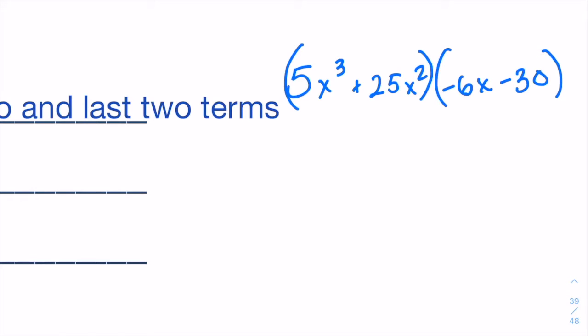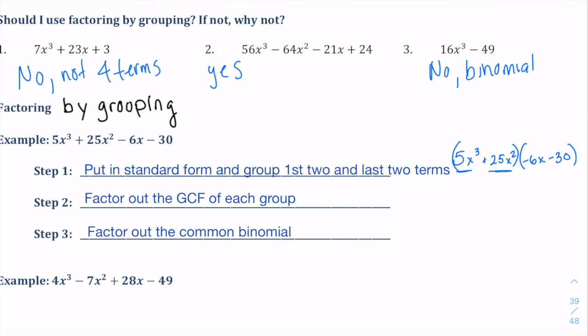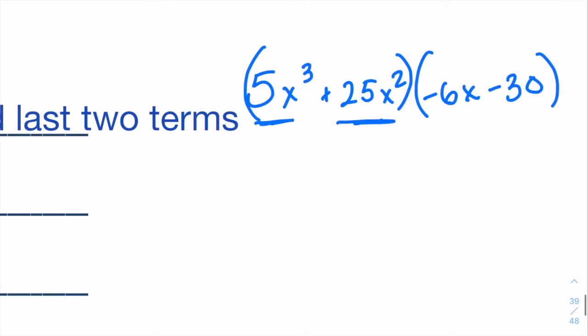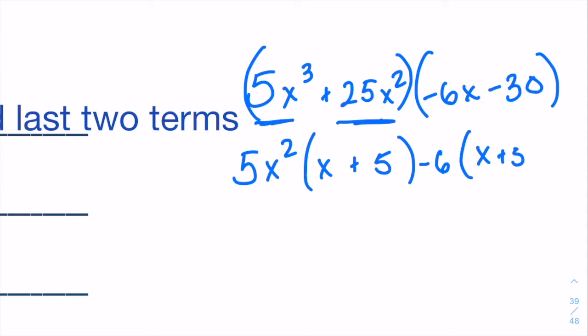When we look at this first group, I see 5x cubed and 25x squared. We're going to pull out the GCF, so this is step 2, factor out the GCF of each group. Between those 2 terms, they both have 5x squared, and what's left over is x plus 5. When we look at our second group, we have the negative 6x and the negative 30. Since the leading term is negative, we do want to factor out a negative. So negative 6 comes out, and that leaves us with x plus 5.